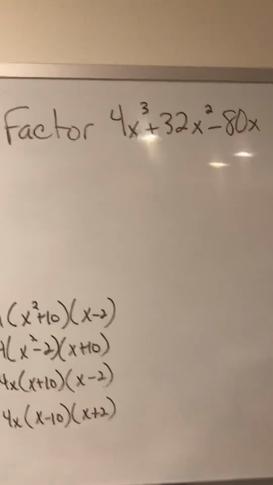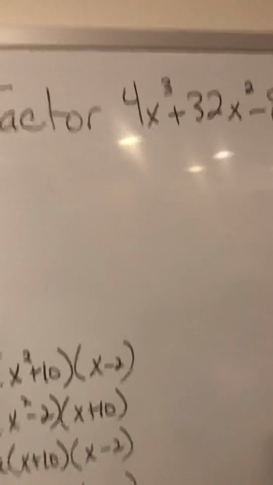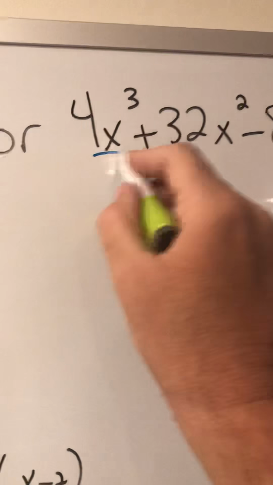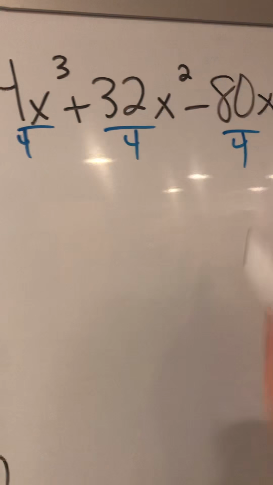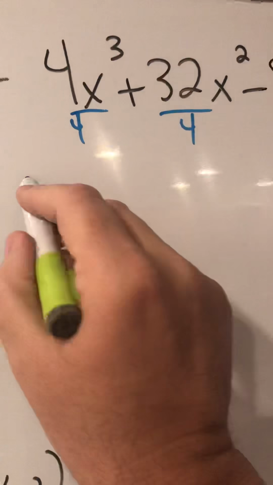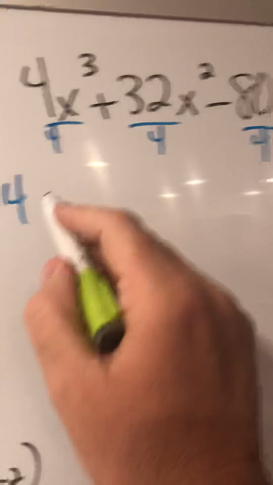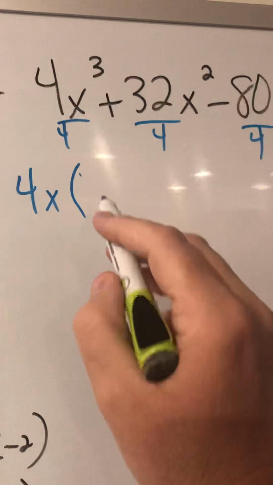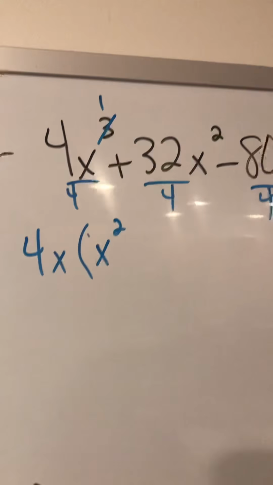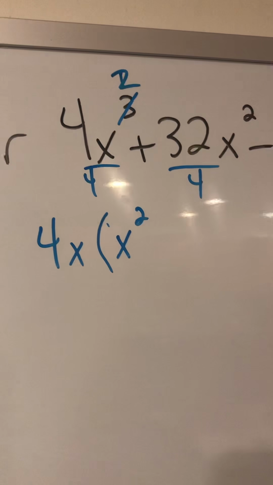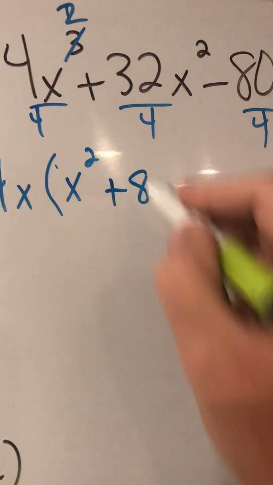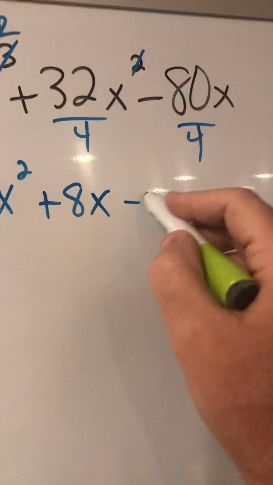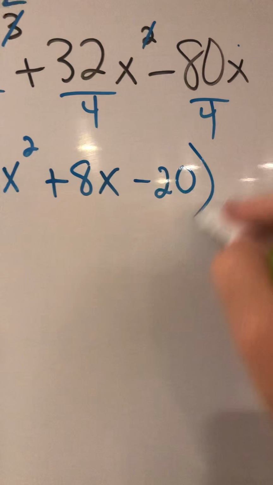So back to number 3 here. Number 3 is just like number 1. We're going to factor out, and I see that 4 can go into all three numbers. So 4, 4, and 4. I also notice that they all have an x, so I can take an x out as well, just like we did in number 1. So what do I have remaining? 4 divided by 4 is 1. That's x squared because the 3 becomes a 2. We got rid of an x. 32 divided by 4 is 8x, because we got rid of an x. And then 80 divided by 4 is -20. We got rid of the x, so we don't have to do anything.